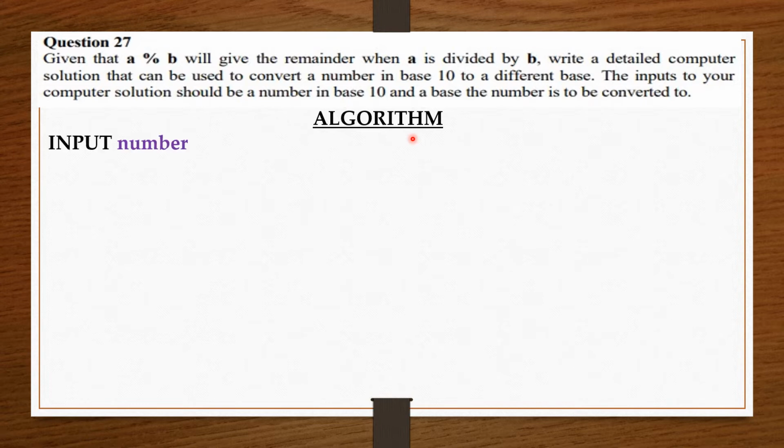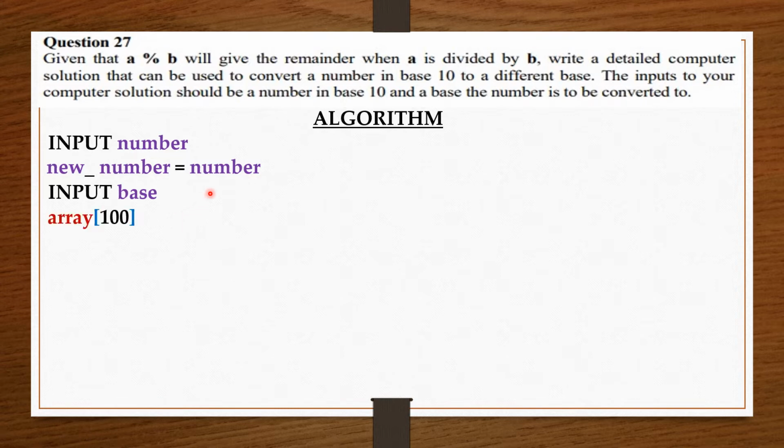So you say input number. Now you're going to store a copy of the number in a new variable called new number. So you say new number equals number. Then we ask the user to input the base we are to convert the number into. So you say input base. Now we create an array of 100 containers. It can be more, but we want 100. Now we say I equals 0.